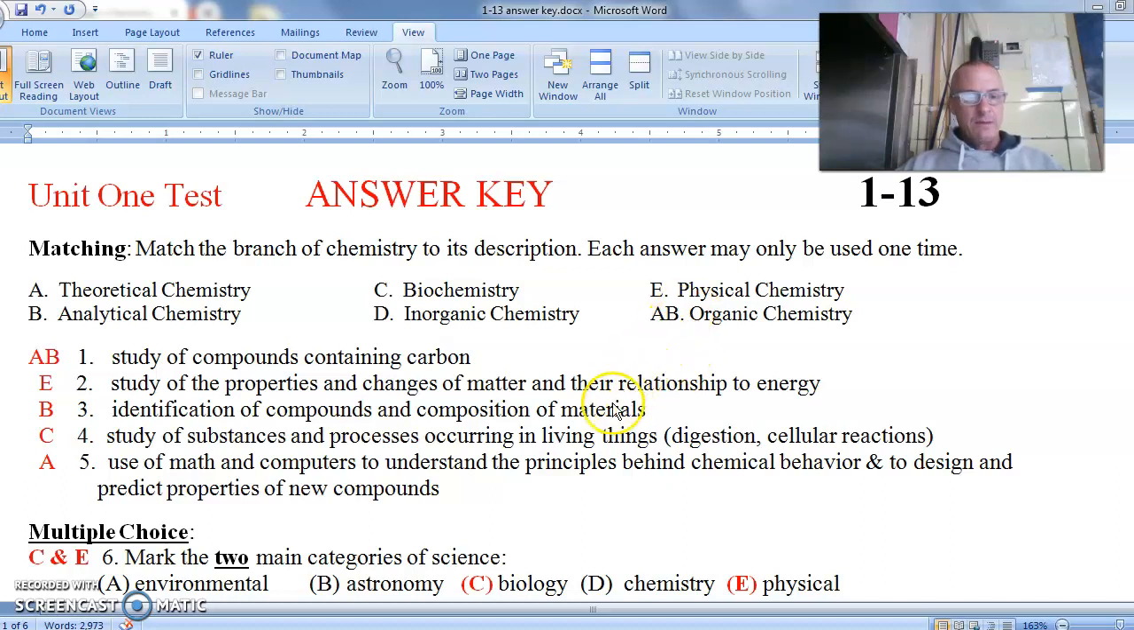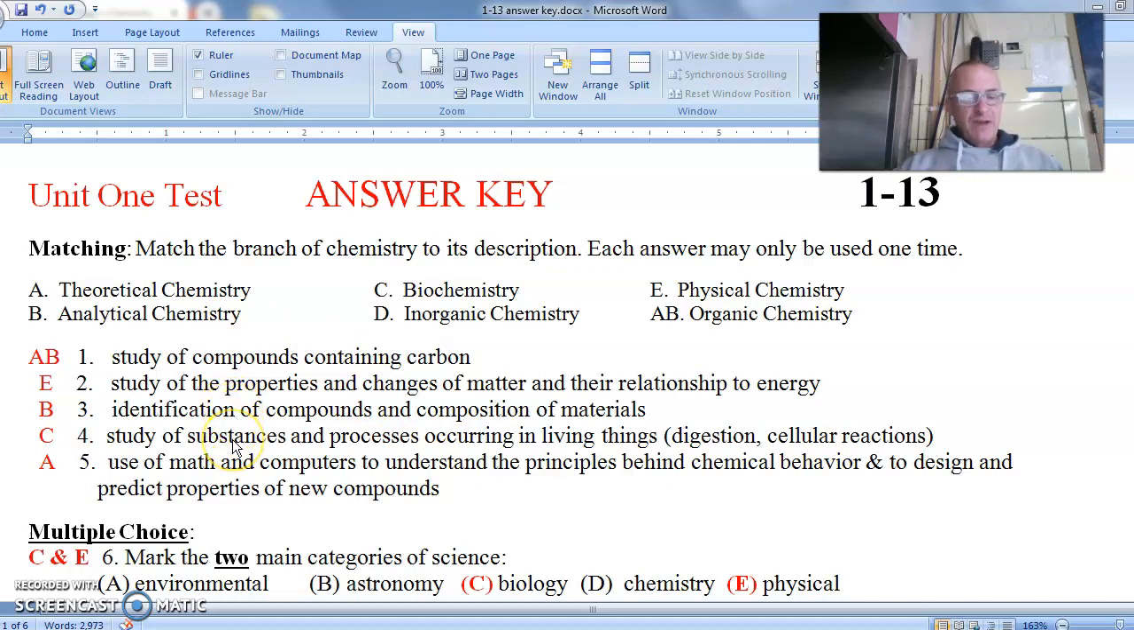That's physical chemistry. The third type or branch of chemistry would be something that anyone interested in crime scene investigation would have to take. And this branch of chemistry identifies compounds and the composition of materials. It involves analyzing what substances are. That's analytical chemistry, letter B.